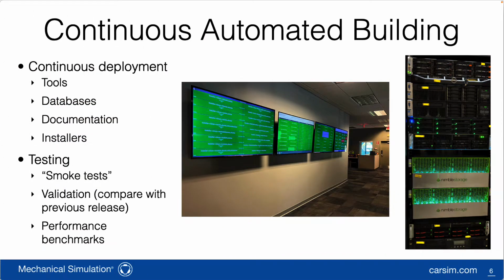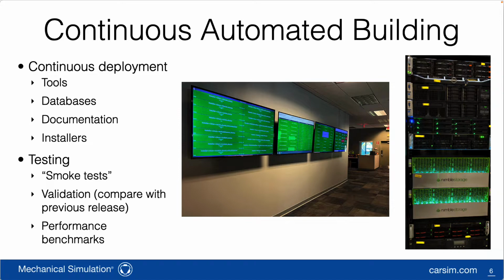To do this, we have automated building going around the clock. We have a room with high-performance machines and lots of high-speed disks that are doing everything continuously. We have monitors showing on the wall in the hall in our office. If it's green, it means everything is good. If it's red, it means something is broken.